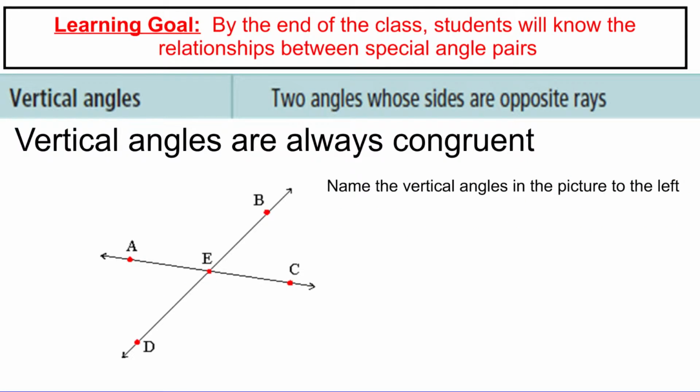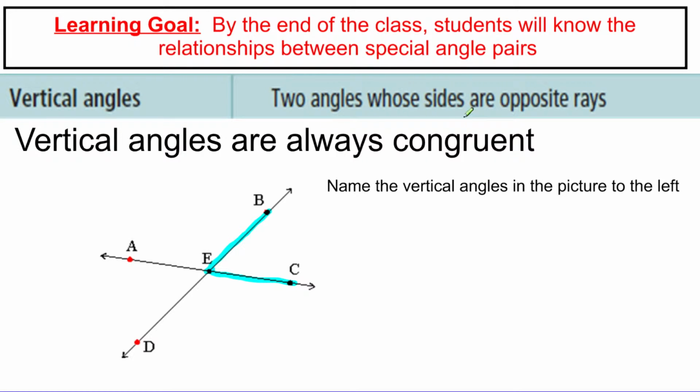Here's another really important one: vertical angles. Here's your official definition: vertical angles are two angles whose sides are opposite rays. Let's use that definition, and then we'll see what it means a little easier in diagrams. If I take, for example, this angle right here, BEC, I want to know, are there any angles in this diagram that are vertical angles with that?